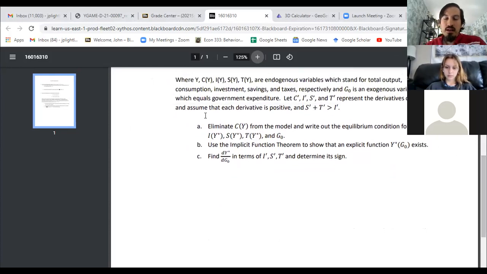Eliminate c_y. By the way, this is more part of the class. I guess Jordan should be here for this, but it's his fault that he's not here.